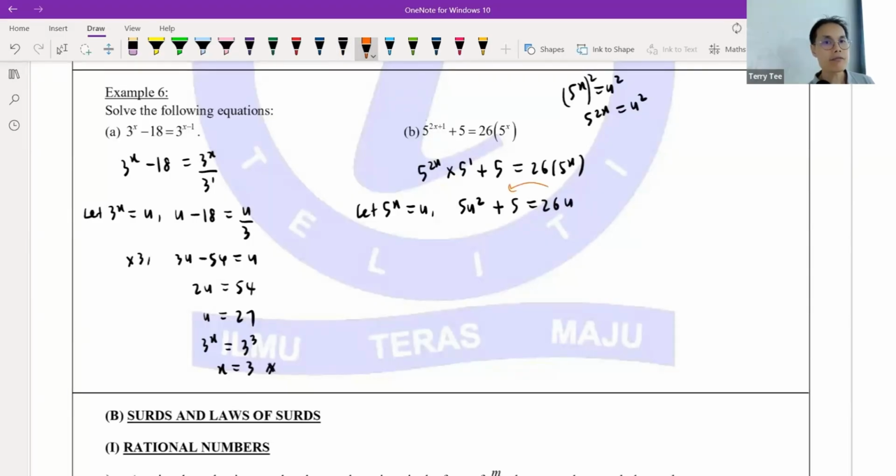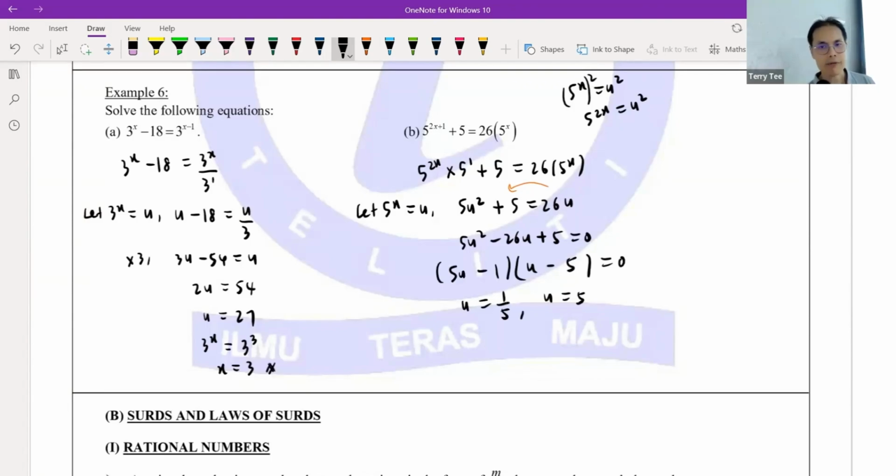Now bring this to the left. What we have here is a quadratic equation that you can factorize, right? What's the factor here? This is 25 and 1, minus and minus. My u is 1 over 5 or 5. u by itself is 5 power x. 1 over 5 is 5 power negative 1. By comparison, what's your x? x is negative 1. Second one, 5 power x is 5. 5 itself is 5 power 1.